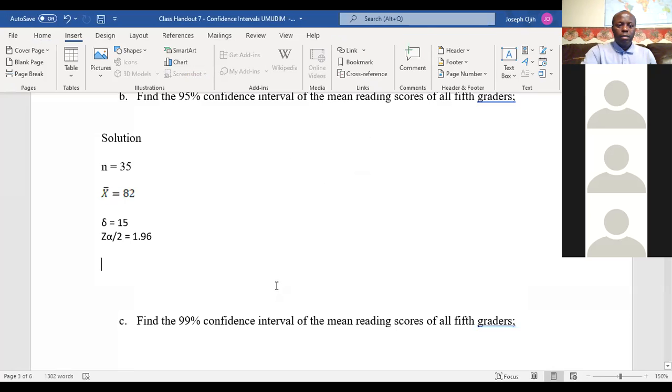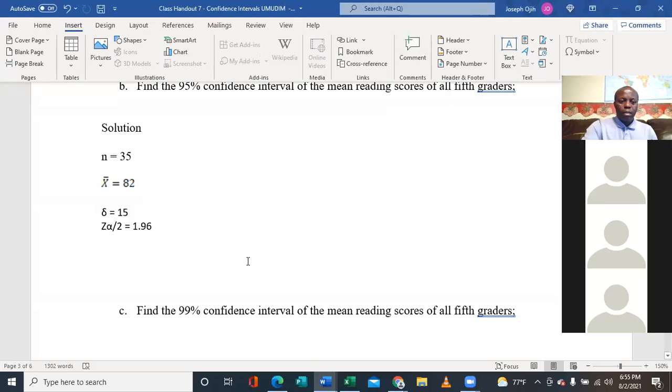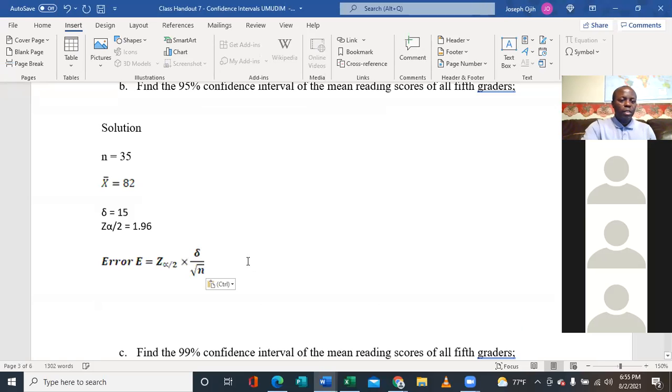That's the alpha, right? And what does that represent? Z alpha over 2 is right here, we have it as 1.96. Okay. Once you plug in the numbers, let me write this down so we can plug them in.